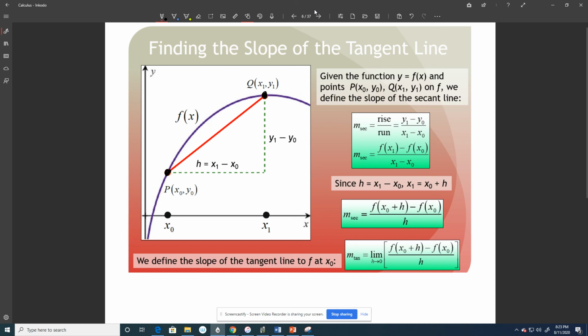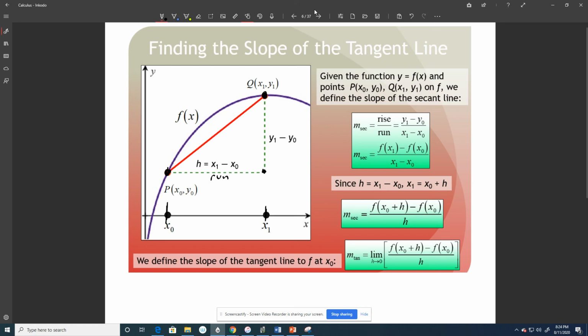Then if I look at this, h equals x1 minus x naught. All that's saying is this length on my x is x naught, and this distance right here is my x1. What h represents is how much distance is in between there. That's finding my run. h is just saying how much further do I go when I go from P over here to Q? And that's my h.